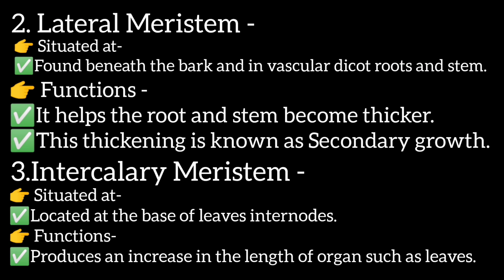Second, lateral meristem, situated at the bark and in the vascular cambium of dicot root and stem. Function: it helps the root and stem become thicker. This thickening is known as secondary growth. Third is intercalary meristem, located at the base of leaves and at internodes. Function: it produces increased length of the organ, such as leaves.